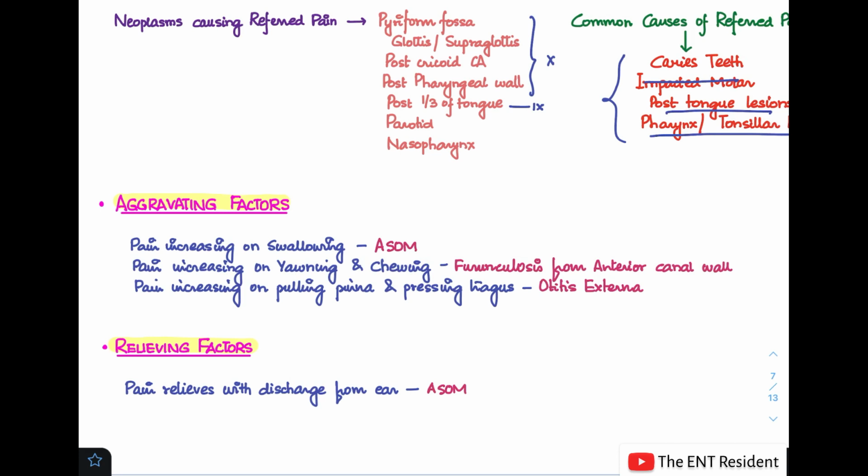So in ASOM, what happens is the middle ear gets filled with fluid and the tympanic membrane becomes bulging, and that is when the patient complains of ear pain. But the moment the tympanic membrane ruptures and discharge comes out of the ear, the tension is relieved, and that leads to subsidence of the pain in that ear.